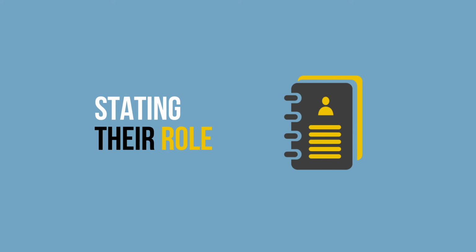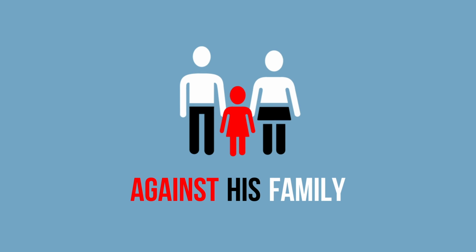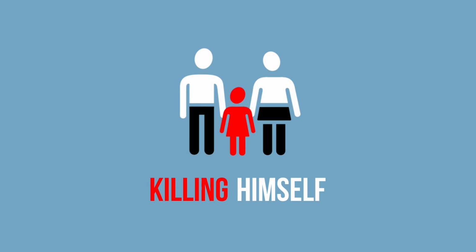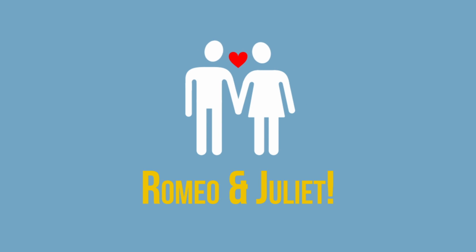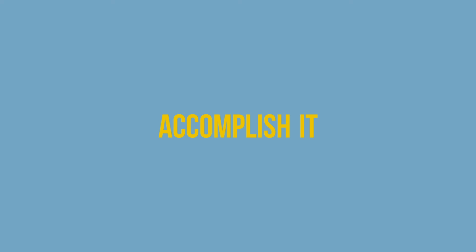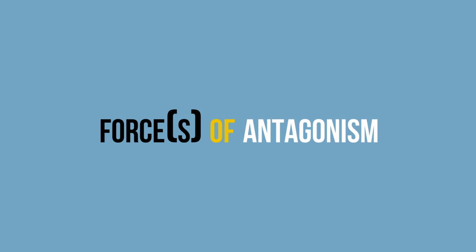Example, the protagonist and the guy who's gonna get the girl no matter what, even if that means going against his family and killing himself to be with her in the afterlife. This is why love wins, even in Romeo and Juliet, although on a metaphorical level. Lastly, write a sentence or two of their character's arc and the way in which they will accomplish it, which usually means combating the forces of antagonism.